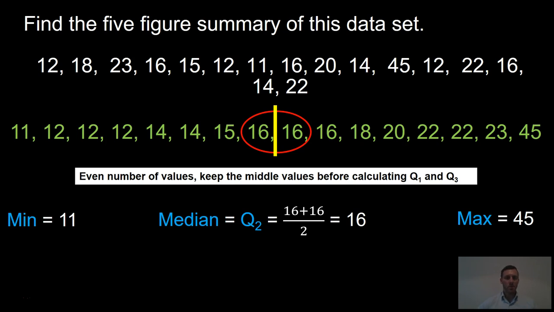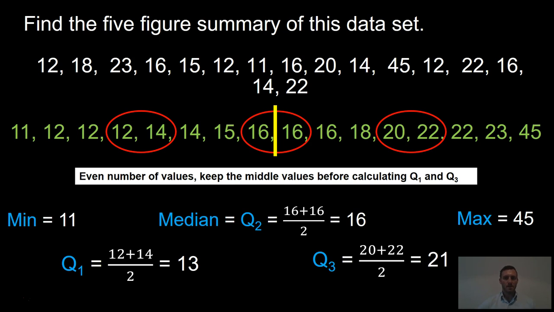The lower quartile, Q1, is the median of the observations located to the left of the median. In this case, we have to take the mean of 12 and 14 because that's the median of the lower half of the data. The upper quartile, Q3, is the median of the observations to the right of the median. In this case, 20 and 22. So we take the mean of those values and we get 21. So Q3, or the upper quartile, is 21.